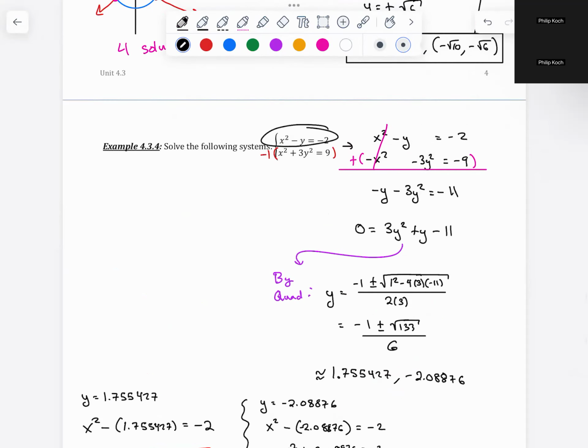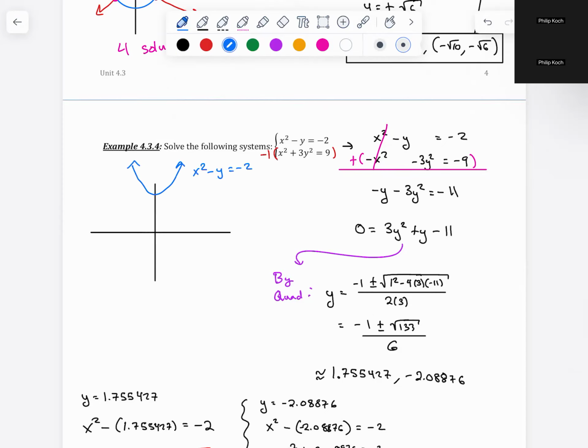This right here is the equation of a parabola, so that's going to be x squared plus 2. So that's the original parabola, y equals x squared, shifted up 2 units. So this right here is x squared minus y equals -2.